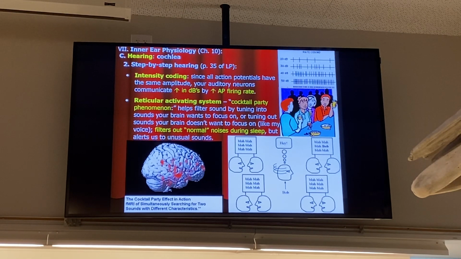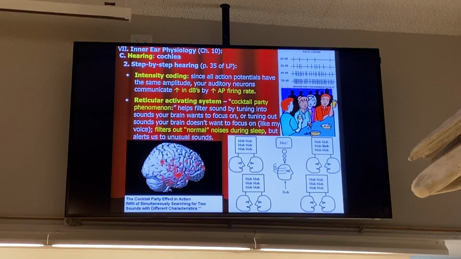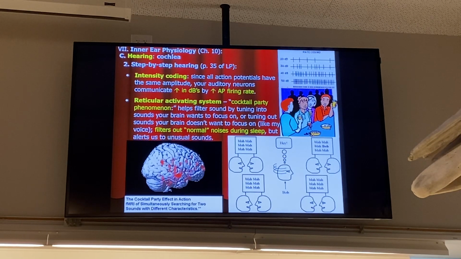Okay. If you have a lot of background noise, your reticular activating system can actually weed out background noise from things that might be significant, like your name. And so that's why they refer to this as the cocktail party phenomenon. You can have a whole bunch of people talking. If you hear your name, boom, your brain will instantly go to it. Oh, okay. I was wondering what the cocktail situation was.